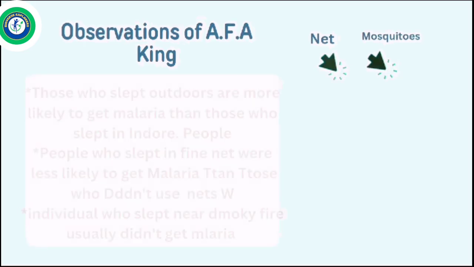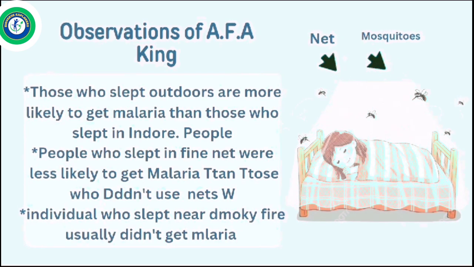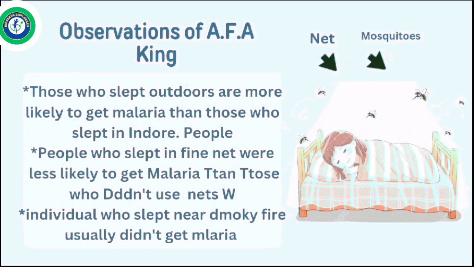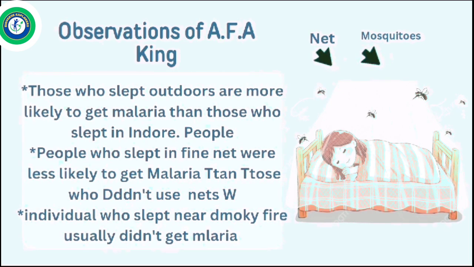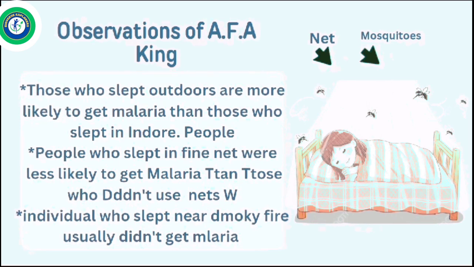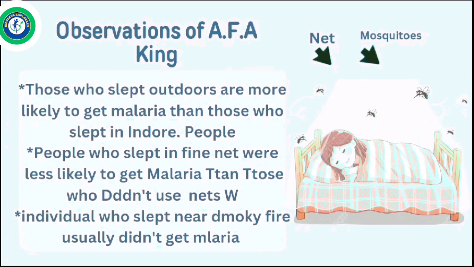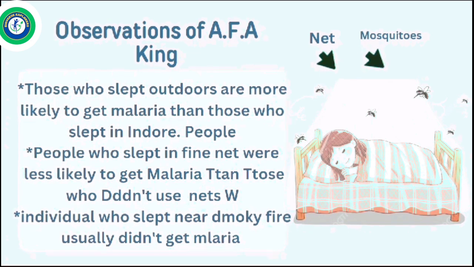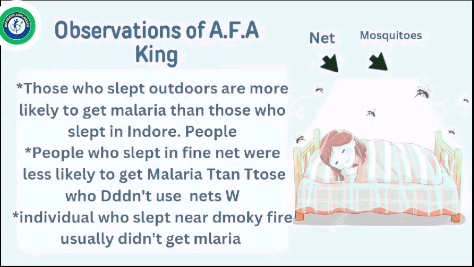Observations of A.F.A. King. Those who slept outdoors were more likely to get malaria than those who slept indoors. People who slept under fine nets were less likely to get malaria than those who did not use nets. Individuals who slept near a smoky fire usually did not get malaria.